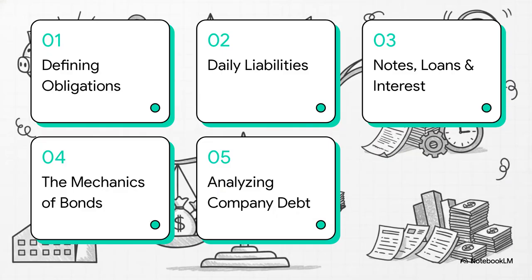Okay, here's our roadmap for our discussion. First, we'll nail down exactly what a financial obligation is. Then, we'll get into the nitty-gritty of accounting for everyday liabilities. After that, we'll move into the world of notes, loans, and interest. Then, the big one, the mechanics of bonds. And finally, we'll bring it all together to see how we can analyze a company's debt.